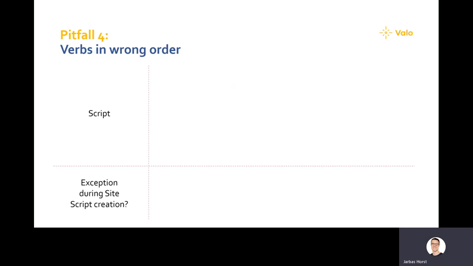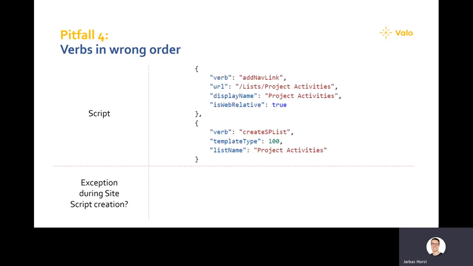The next pitfall is about verbs in the wrong order. So this is my script. I'm still trying to add the project activities list to the quick launch, and in the next step, I want to create the project activities list. Again, something is wrong here. If I try to create this script as a site script, I will end up with no exception again. Now, what's wrong with my script?